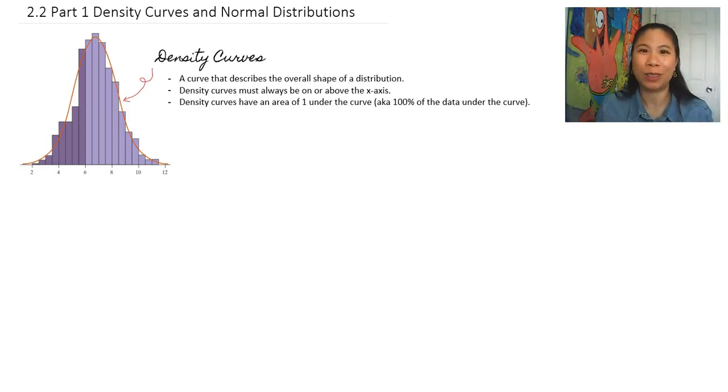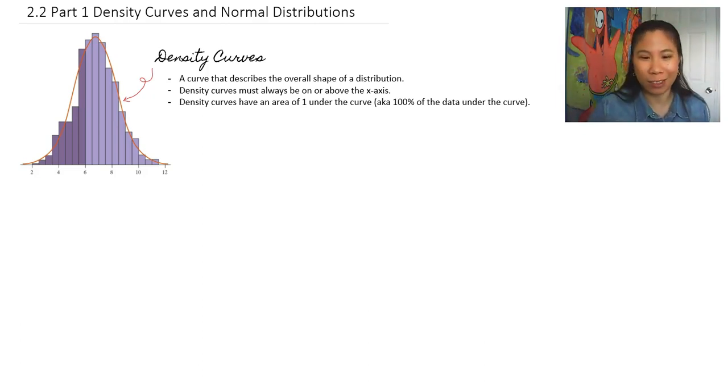Two rules about density curves: they always have to be on or above the x-axis. And the second rule is that underneath the curve, it has to have an area of 1. Or you can think of it as 100% of the data points being under the curve, which makes sense. So when we deal with density curves, what we're mainly looking for is the area underneath it. We know the full area has to be 100% or 1. Then we can start looking at different portions of the area.